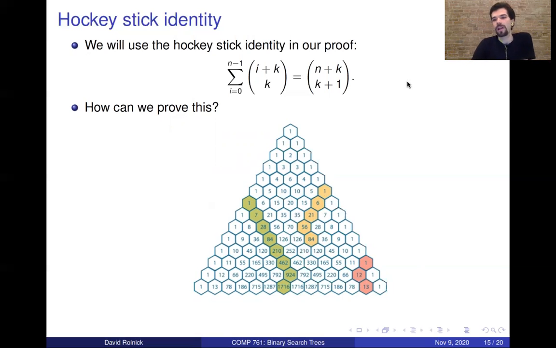Isn't there a combinatorial argument as well? Yes, there is a combinatorial argument as well. I'll let you think about it. Question, why is it related to trees? We'll get to that. I think because of time constraints, we're going to have to get to it next time, but this will be important.